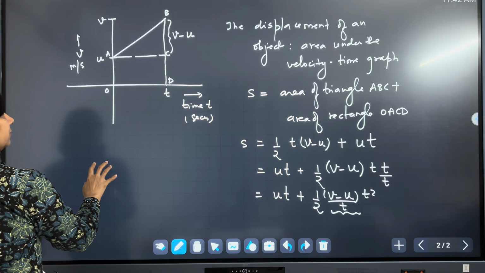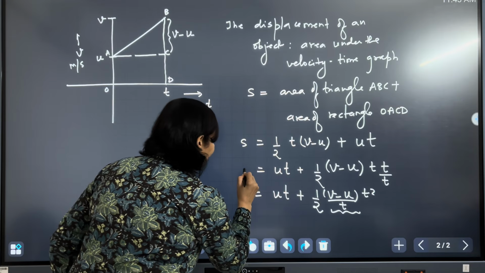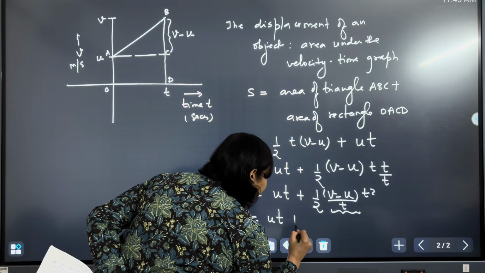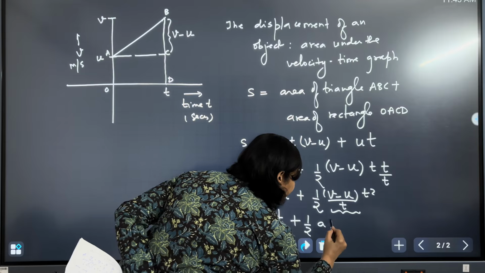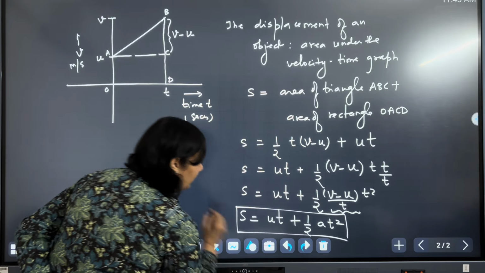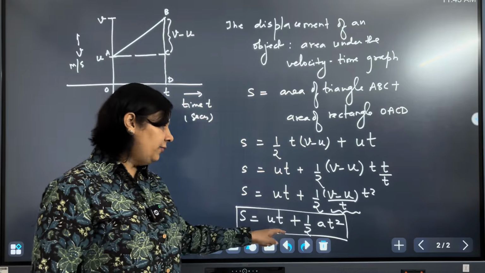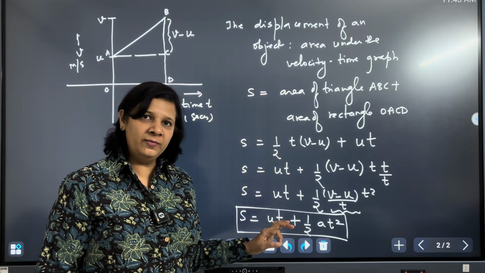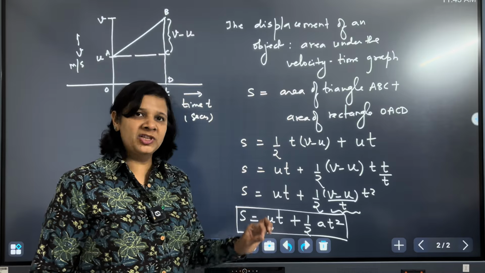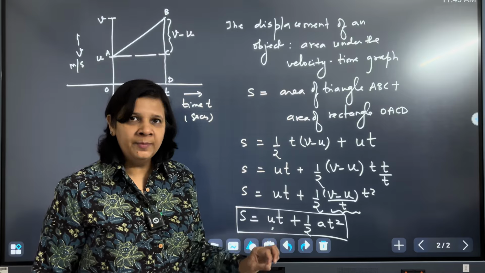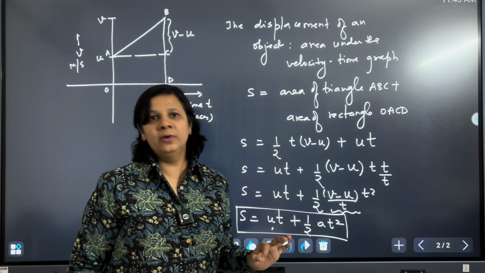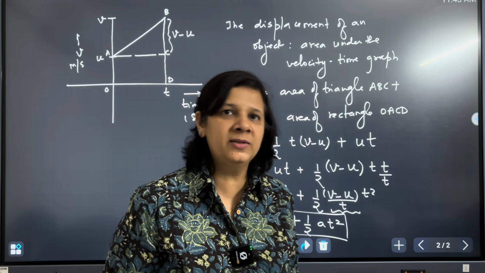So what do I get? s is equal to ut plus half at square. This is the second kinematic equation, which will give you, if an object is moving with initial velocity u and acceleration a, then in time t, the displacement of an object is given by this equation. s is equal to ut plus half at square.